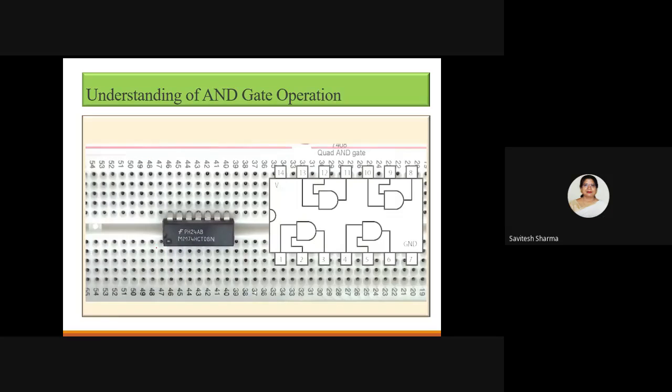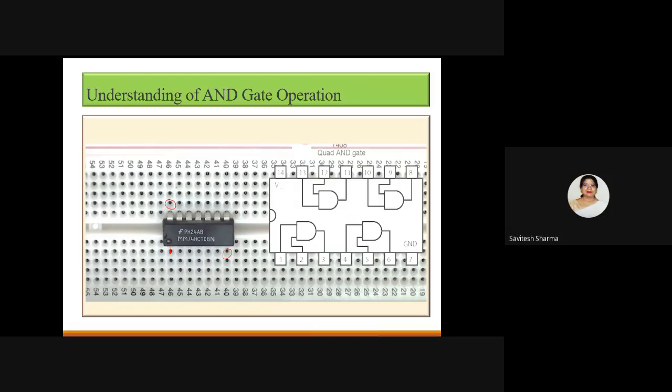Okay. So I am just showing you the real IC and the schematic. So you understand this. If you want to connect input, this is pin number 1. So you will insert the wire in this. That means you can access pin number 1. This is pin number 2, 3, 4, 5, 6, 7. So here I am showing you in the schematic also. So pin number 7 is reserved for ground and pin number 40 is reserved for VCC.